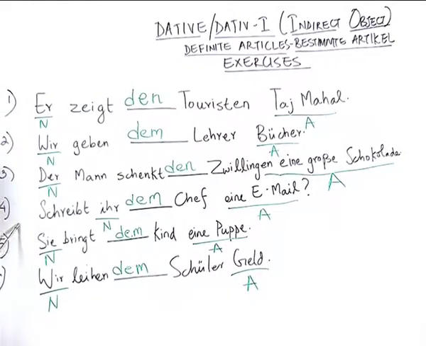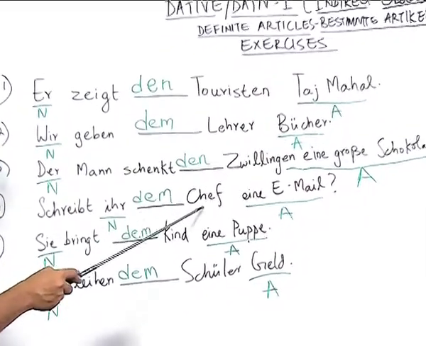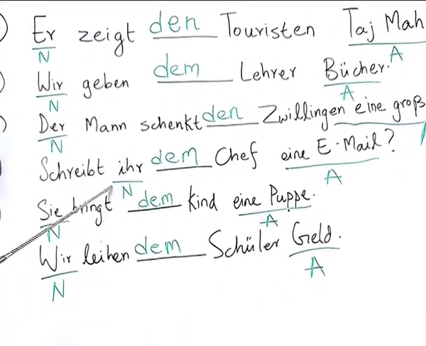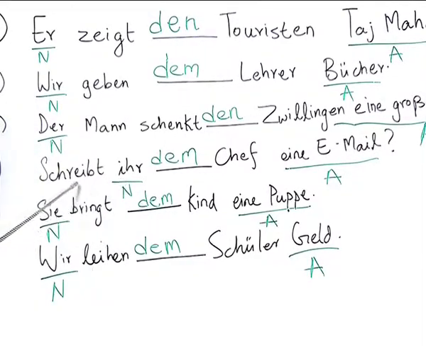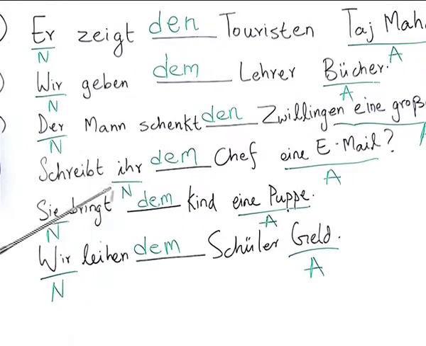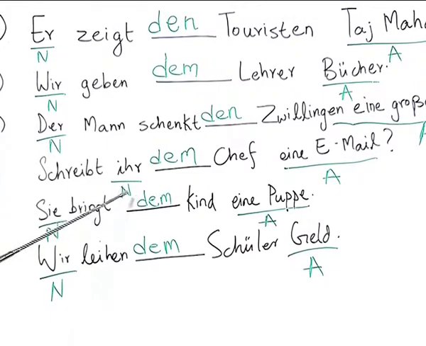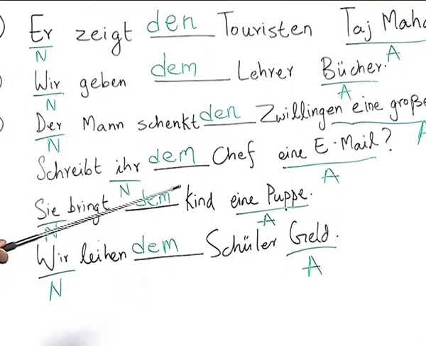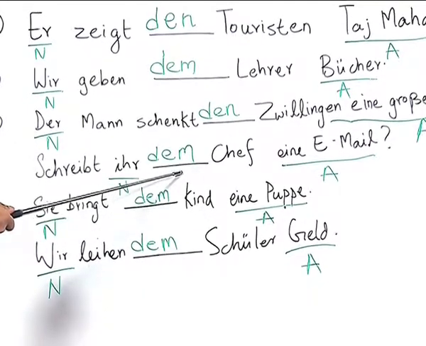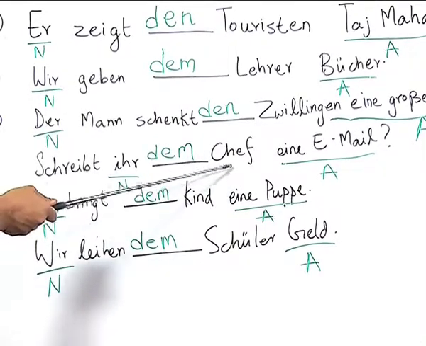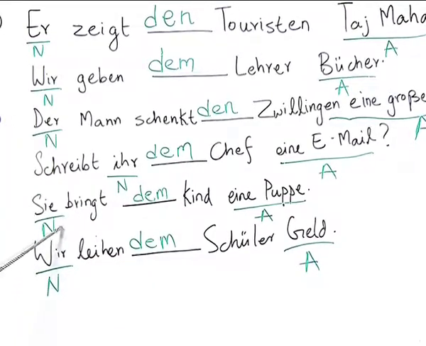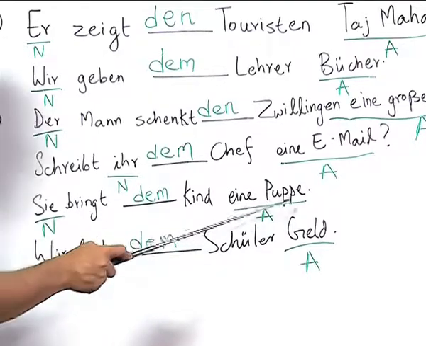Now, in sentence number 4, schreibt ihr dem Chef eine E-Mail. Here also the student correctly identified the pronoun ihr, according to which the verb has been conjugated. And now, if we look, are you writing? Now, we write something which is here in this context an email. To whom is the email being written? That person becomes dative or the beneficiary, and here we know the article of Chef is der Chef, which becomes dem Chef.